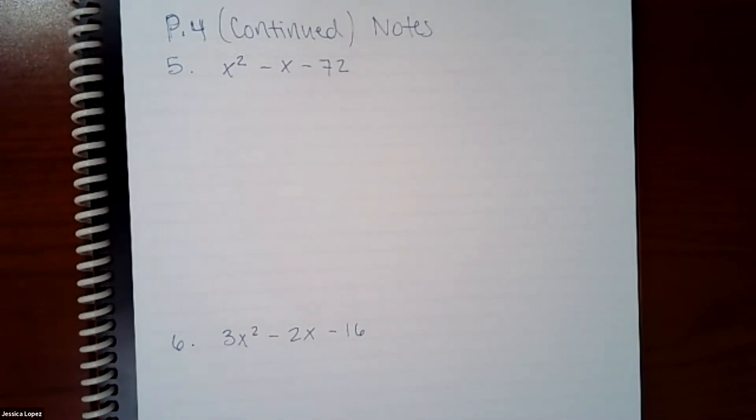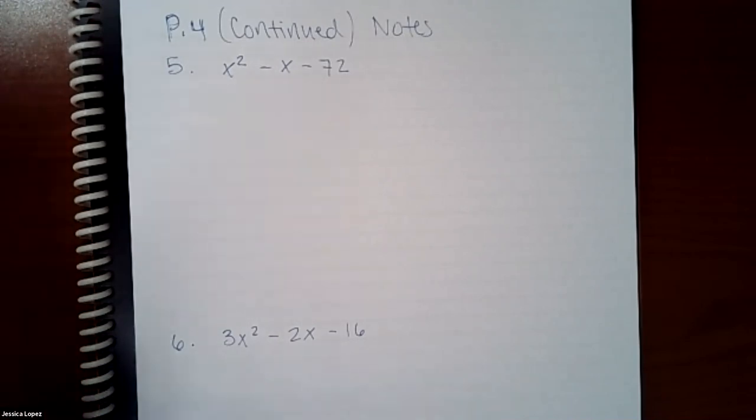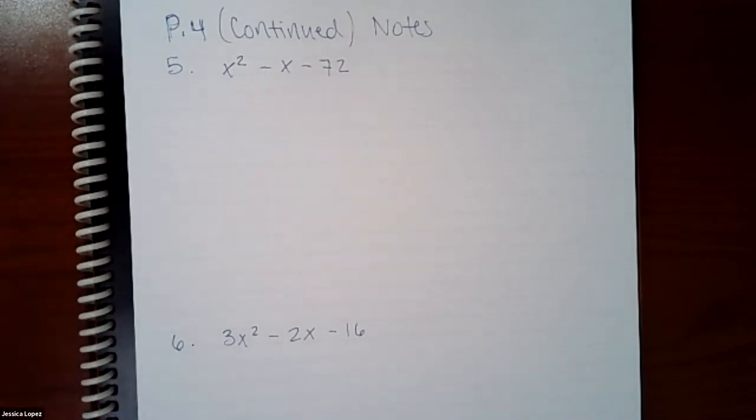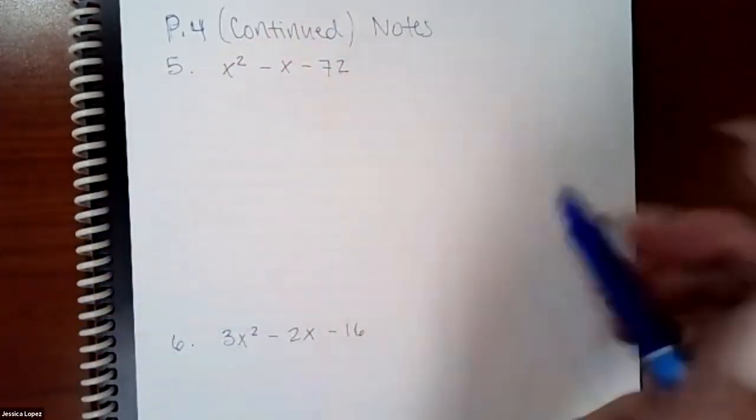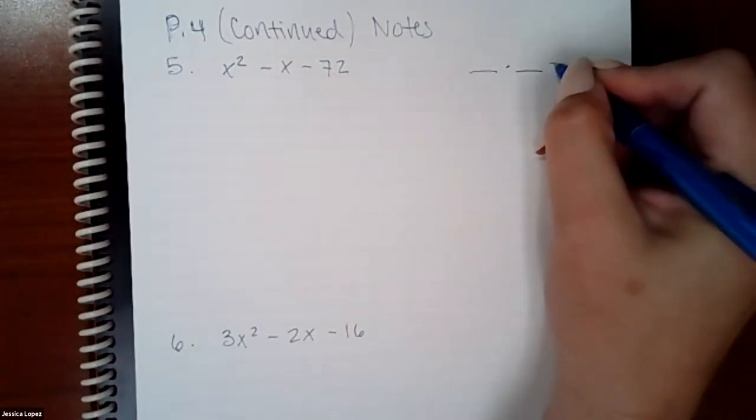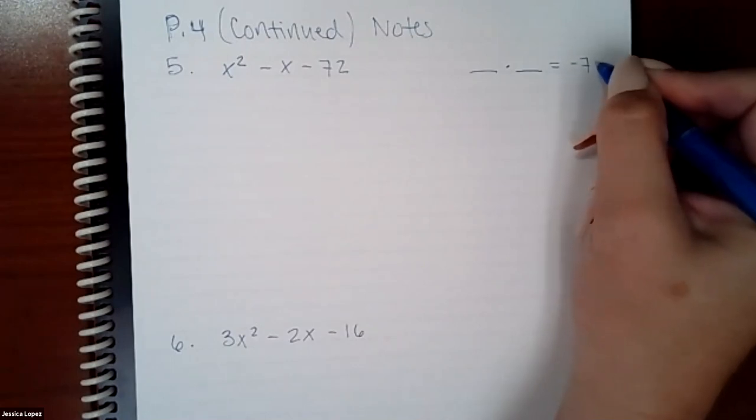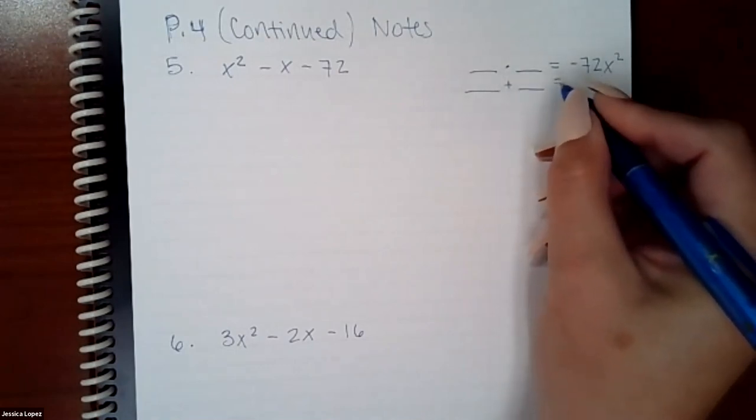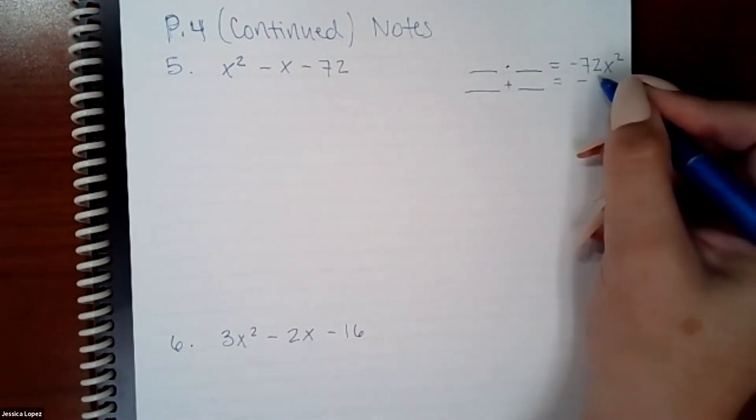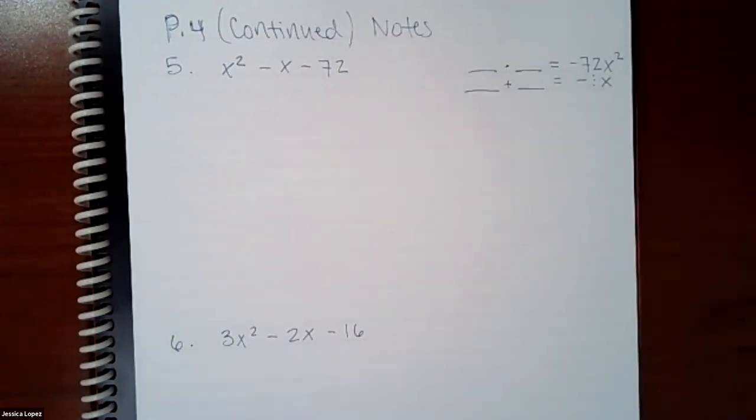So the answer is x minus 9 times x plus 8. But how would we know that and how do we get there, right? I only show you guys one method because I don't like the guess and check kind of method. It takes too long, okay? So what we're going to do is apply the AC method. So A times C. That is x squared times negative 72, which gives me negative 72x squared. Then I need to figure out how I'm going to add to get the middle guy B, which is negative invisible 1x, right? Remember, the x always has an invisible 1 coefficient and an invisible 1 exponent. Always.